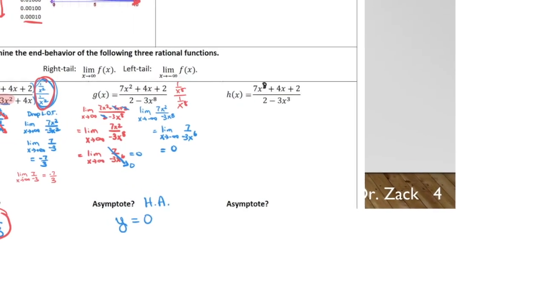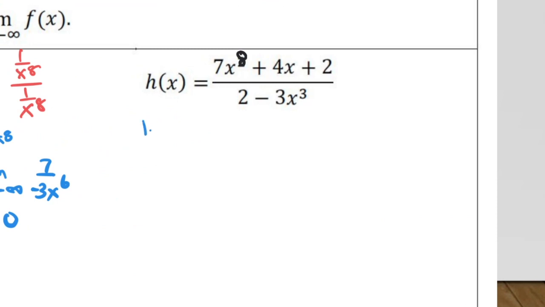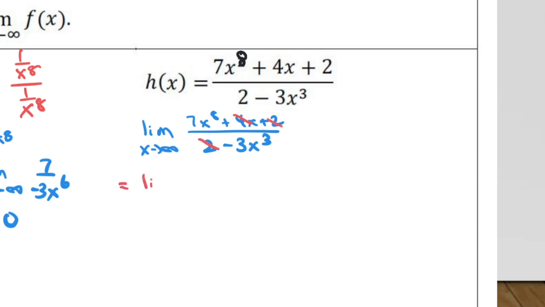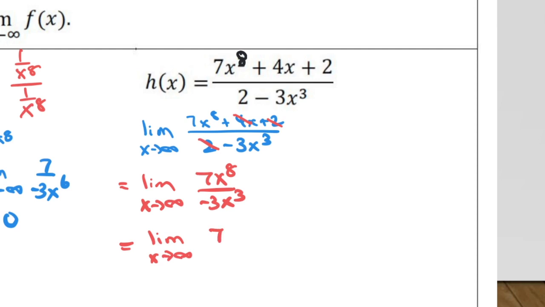All right, h of x. So we're going to do the right tail, limit as x goes to infinity. We're going to keep the whole function because I want to make certain that we're doing our problem using correct notation. We're going to drop our lower order terms, use our equal sign. This is the limit as x goes to infinity, 7x to the 8th over negative 3x cubed. Simplify. Looks like our right tail is going to have 7x to the 5th over negative 3.